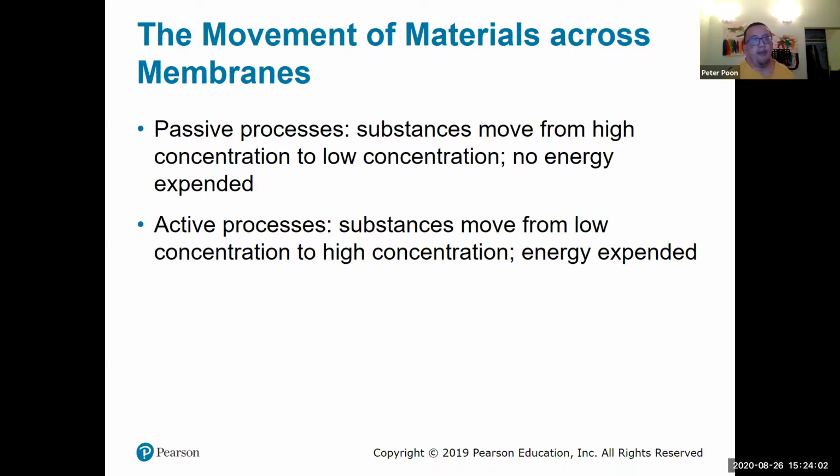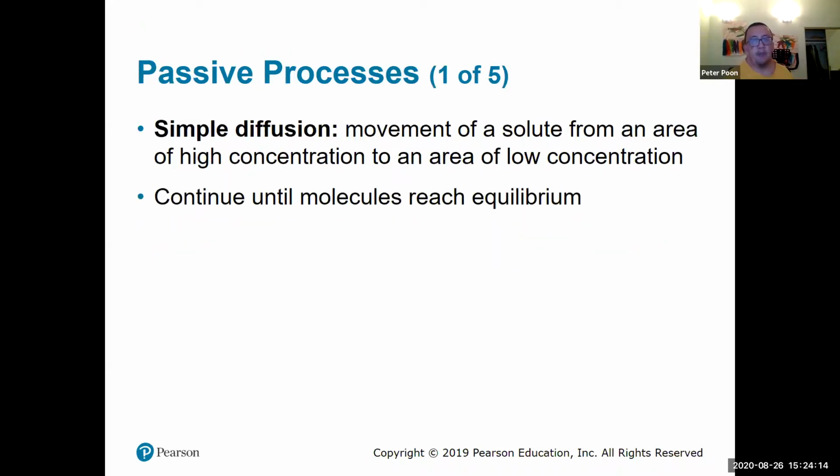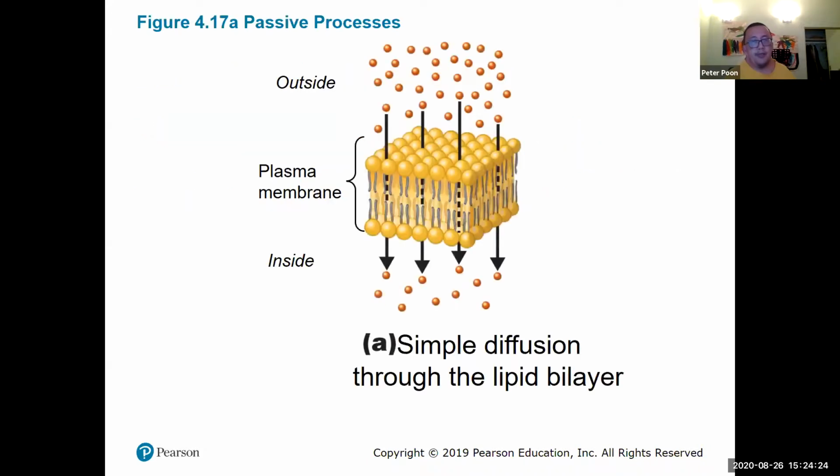Okay. A passive process does not require ATP. It always goes from high to low, and there's no energy expended. In active processes, things move from low to high. There is energy expenditure. Passive diffusion, or simple diffusion. That's simple diffusion. It goes from high to low.